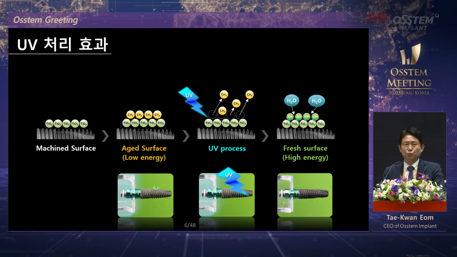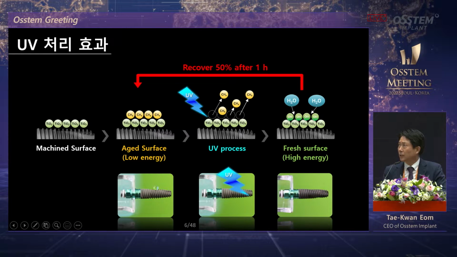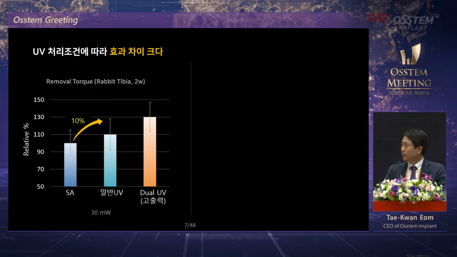The problem is the high energy is not maintained. So within an hour, 50% recovery is made. So we studied it in a deeper way. UV treatment doesn't have uniform effects. Depending on how UV treatment is done, the effect would be different. The general UV, not Osstem UV treatment, has an effect of 10 to 20%. The high-output UV would achieve 30% of effect.